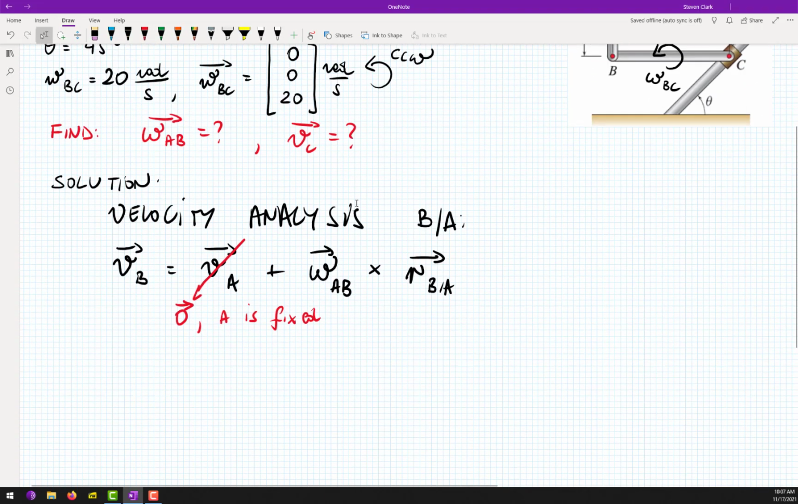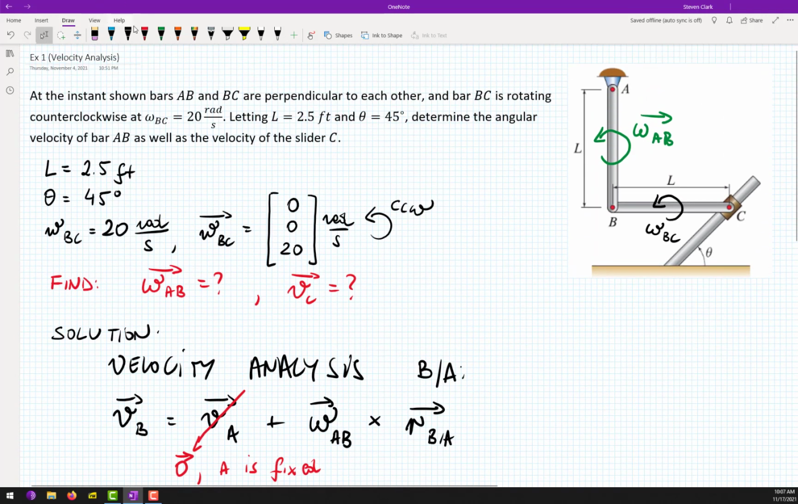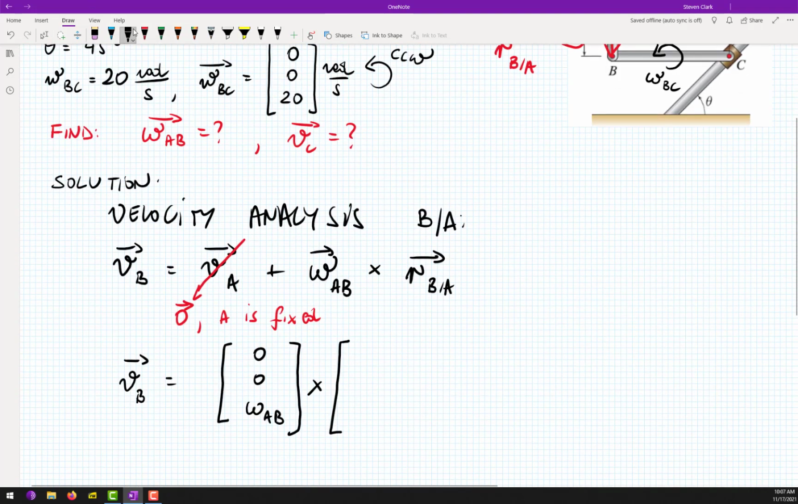Now VB will be equal to 0, 0, omega AB, we assumed positive direction, times this vector. Let's draw it in the picture. RBA will be this red vector, RB with respect to A. I hope you all see that at this instant, this vector is 0, minus L, 0.